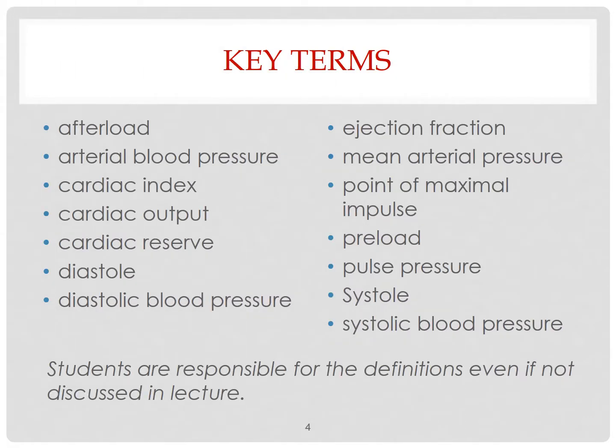So key terms that you're responsible for knowing are afterload, arterial blood pressure, cardiac index, cardiac output, cardiac reserve, diastole, diastolic blood pressure, ejection fraction, mean arterial pressure, point of maximal impulse or apical impulse, preload, pulse pressure, systole, and systolic blood pressure.